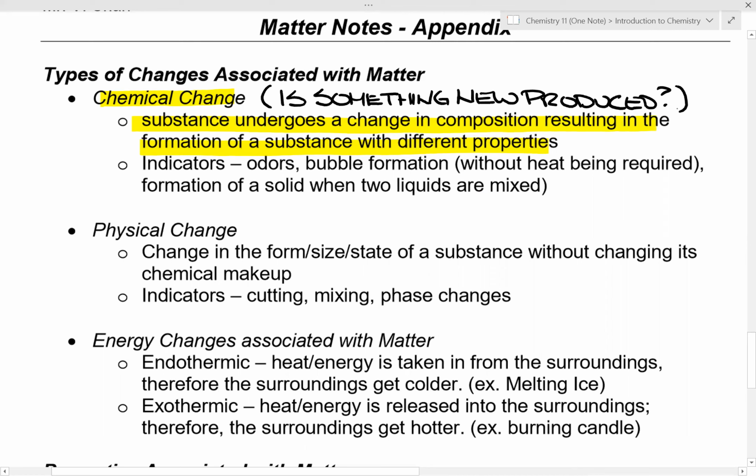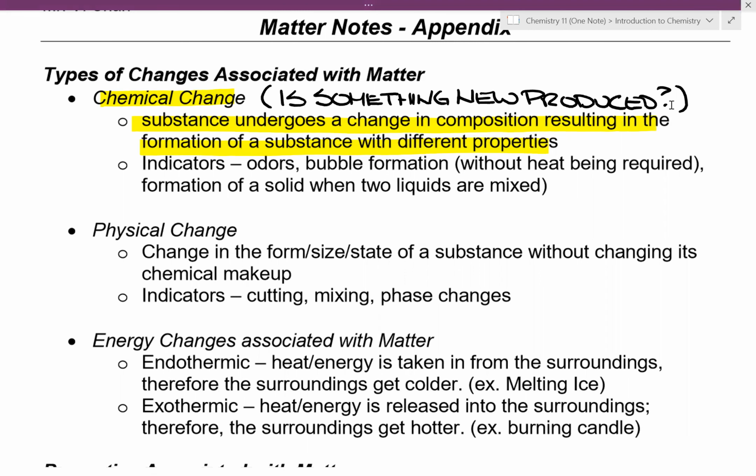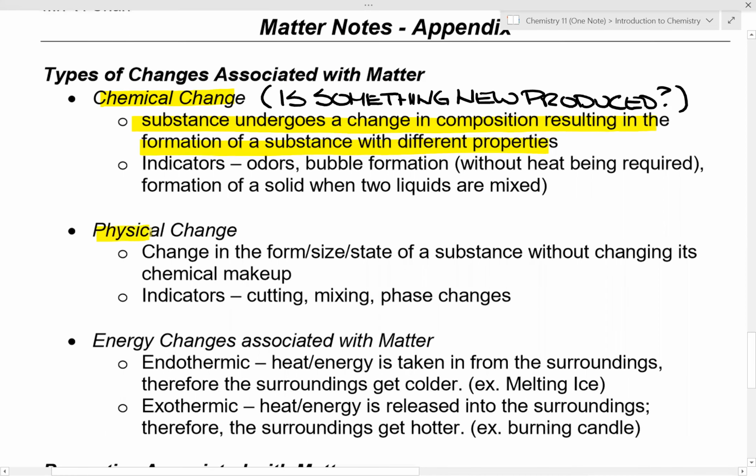Now, indicators of something new that is produced is where you get odors, you get bubble formation, you get a formation of solid when two liquids are mixed. But a chemical change is when you produce a substance that has new characteristics. A physical change is a change in the form, size, state of a substance without changing its chemical makeup.